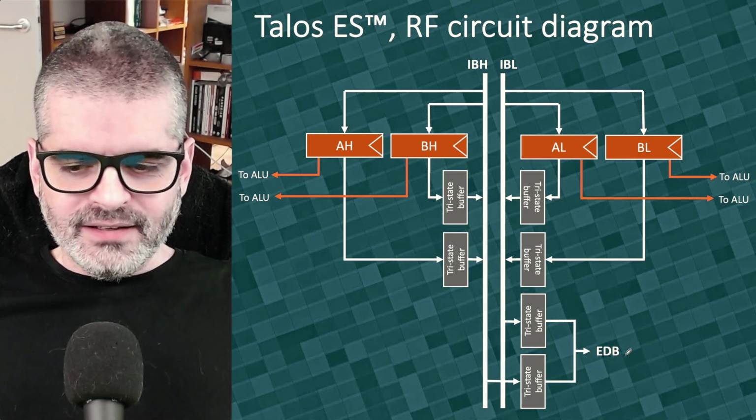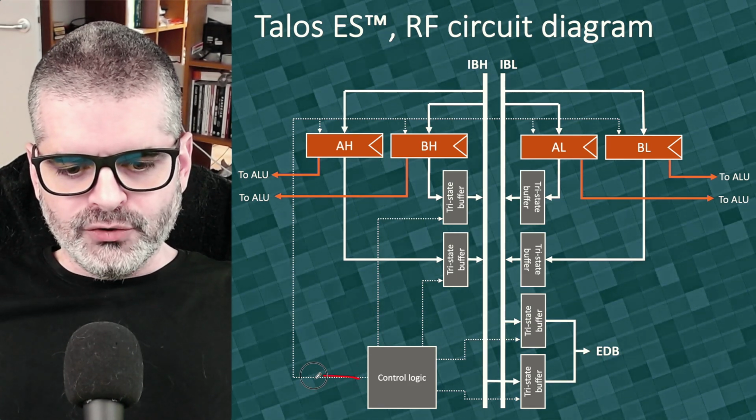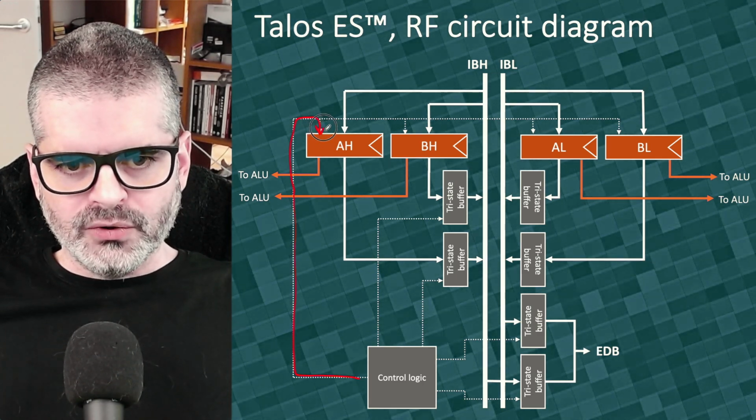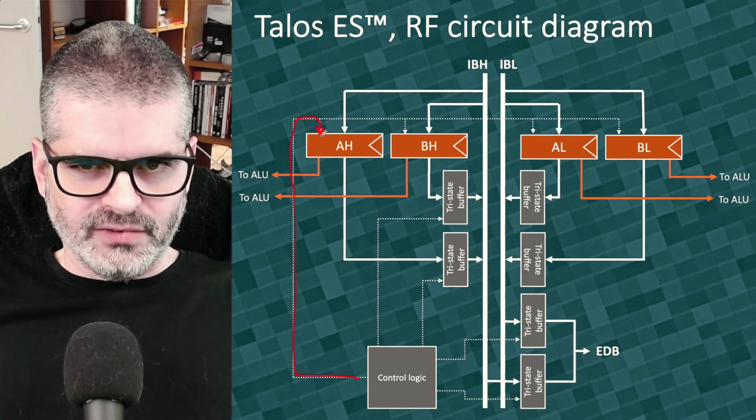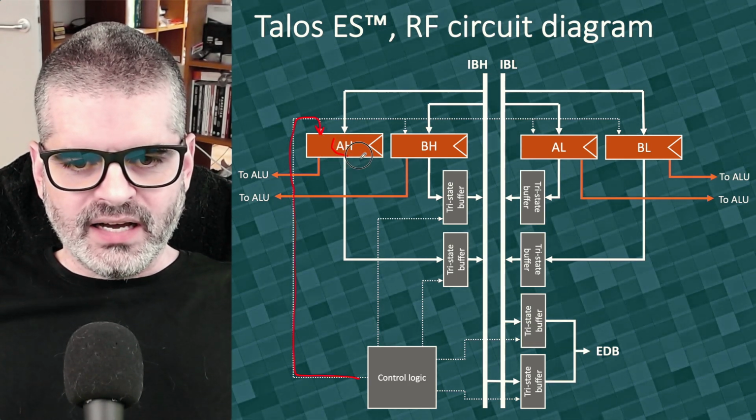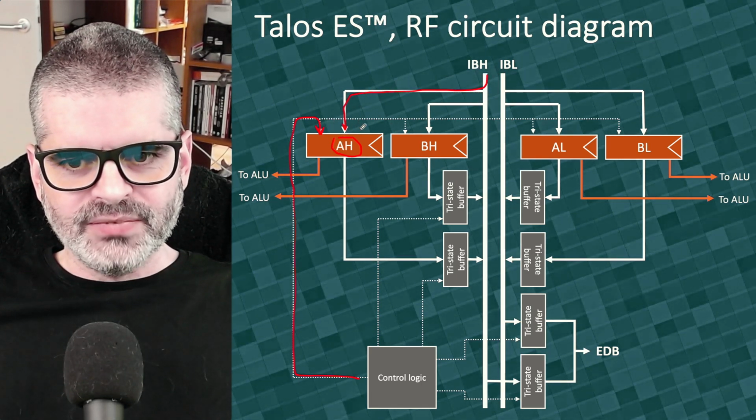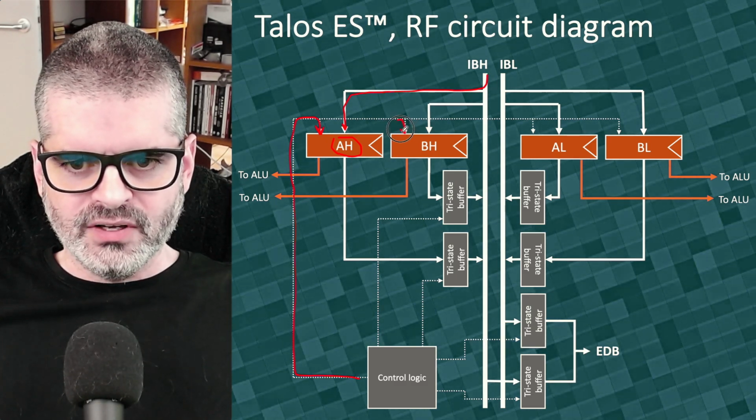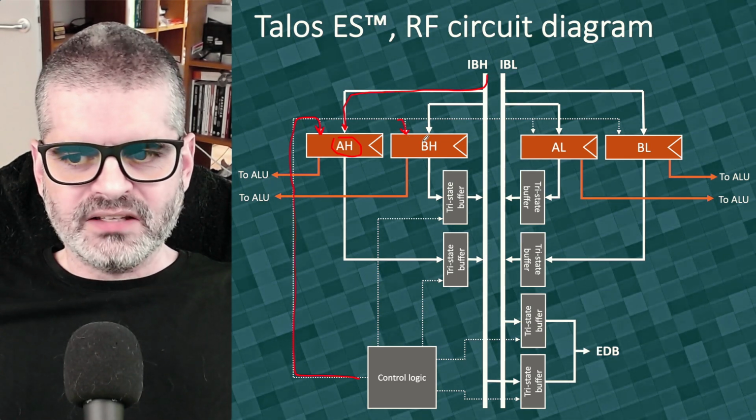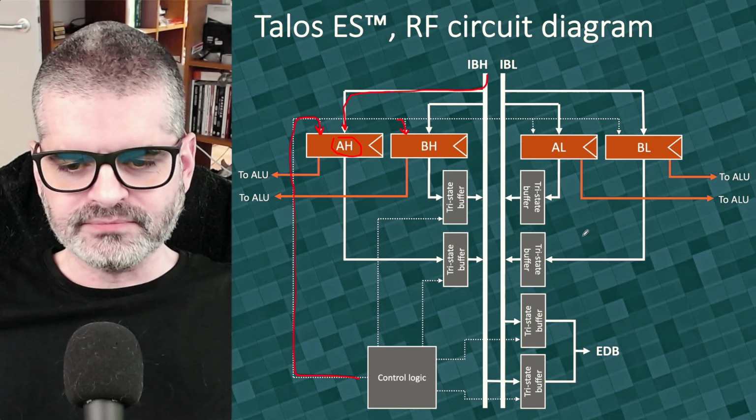And then, of course, finally, to coordinate this whole thing, we need some control logic. This logic will produce the load enable signals for the registers. When load enable is active, and it's active low, then in the next rising edge of the clock, A high will capture the contents of the internal bus high. The same thing applies for B high if its load enable is active. And of course, the same thing applies to the low bytes as well.